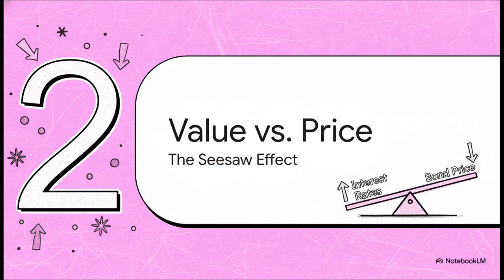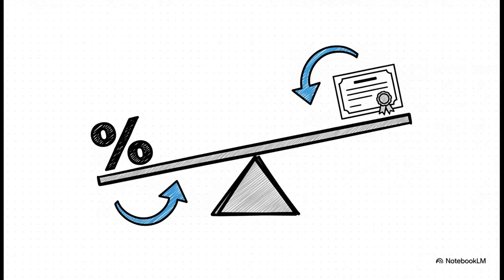So that promise we just talked about, it's set in stone. But the price you'd actually pay for that bond out in the open market? Oh, that's a whole different story. It changes all the time, which brings us to the single most important rule in all of fixed income, what I like to call the seesaw effect. I want you to picture a playground seesaw. On one side, you have the current market interest rates. We call this the yield to maturity, or YTM for short. It's basically the total return you'd get if you held that bond to the very end.